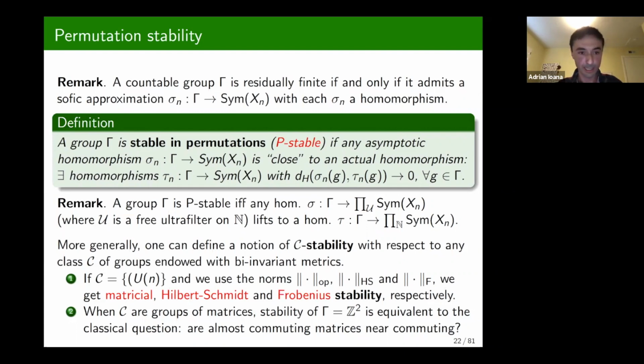All right, so this is the notion of stability in permutations. Again, a group is P-stable if any asymptotic homomorphism is a perturbation of a sequence of homomorphisms. And perhaps I'll go through a quick overview, and this is not complete, just a mention of a few results about groups that are both P-stable and not P-stable. But perhaps before I do that, let me ask if there's any questions so far.